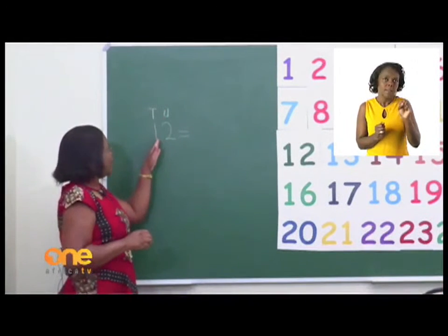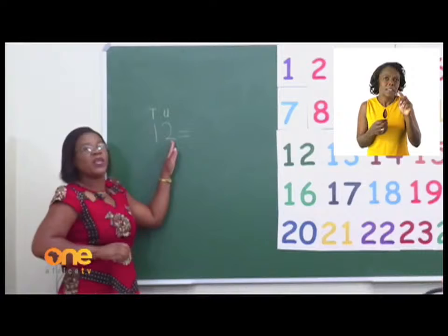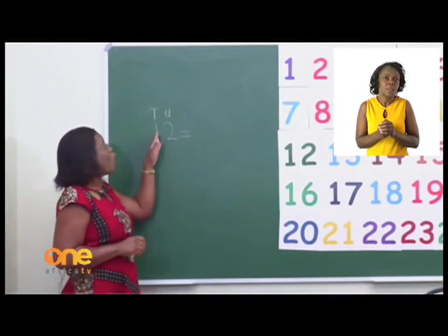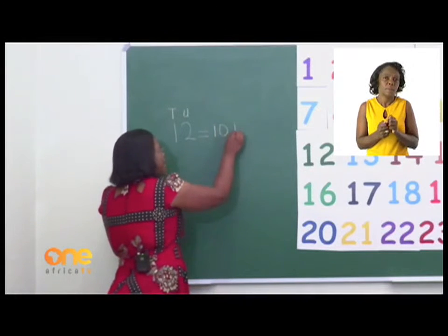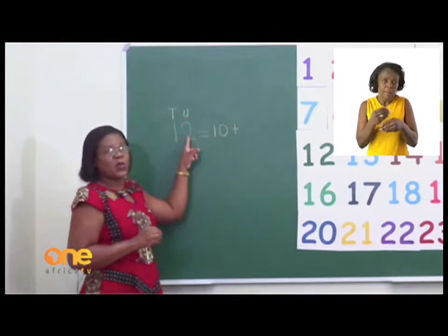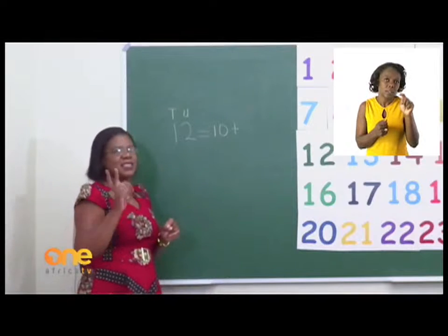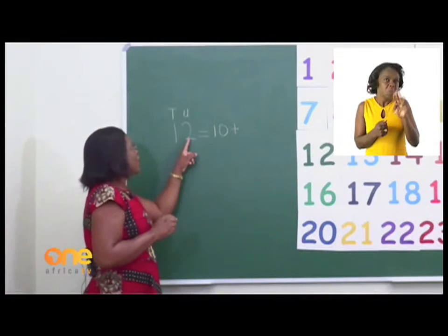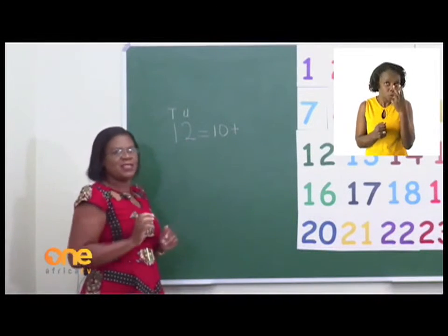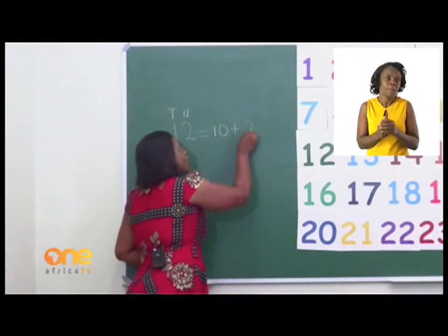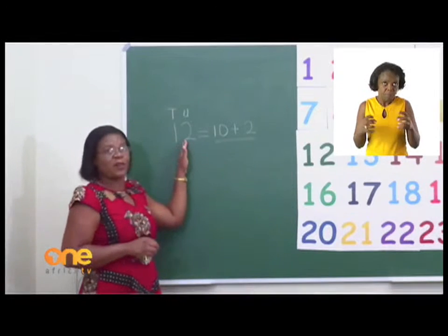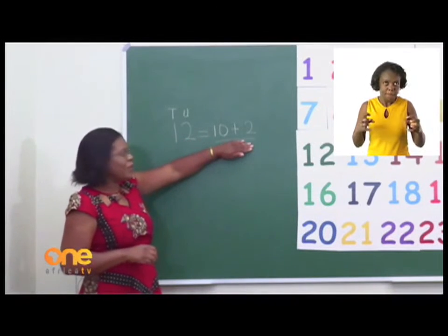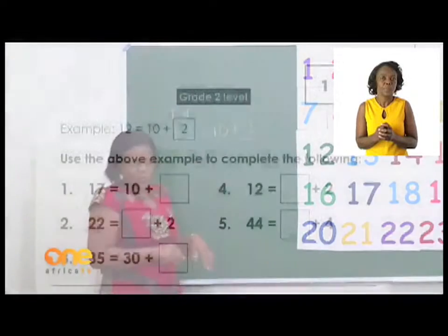So how many tens do we have? How many units do we have? We have only 1 ten. Therefore we write our 10 plus. And how many units? Remember the units are just like that. So the unit is a 2 and it remains a 2. Therefore we write our 2 there. So we have broken down this 12. That is how we do it.